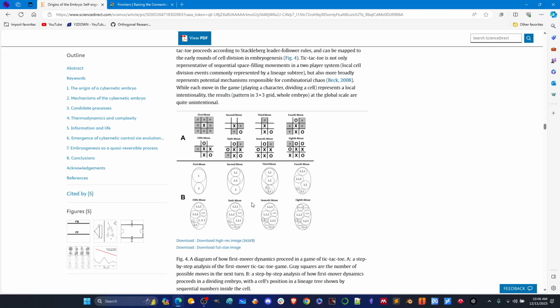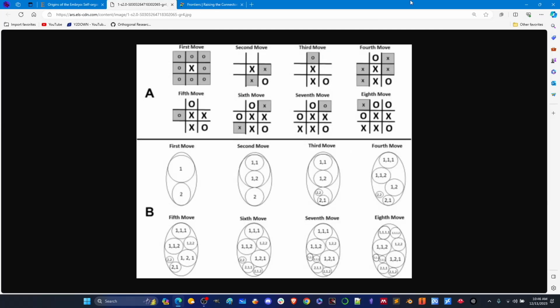is this figure here, figure 4. So this is when we get into this discussion of first mover dynamics and embryogenesis. We can see that we can map embryogenesis, or very early embryogenesis, roughly to a game of tic-tac-toe. And you say, well, what does that have to do with anything? And the answer, of course, is that tic-tac-toe has this first mover dynamics built into the game.